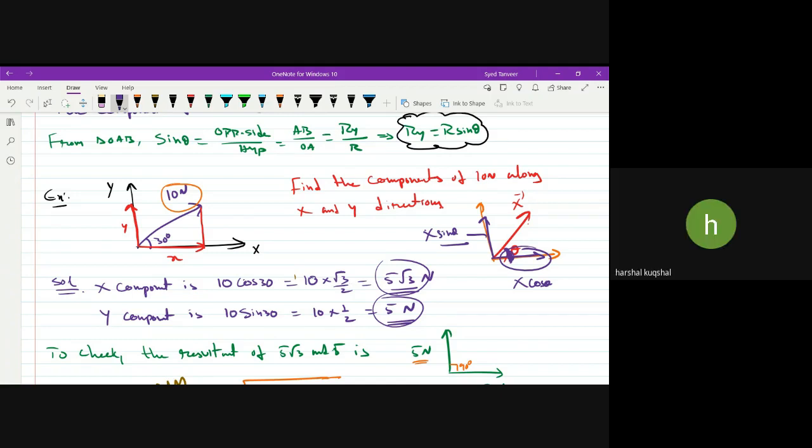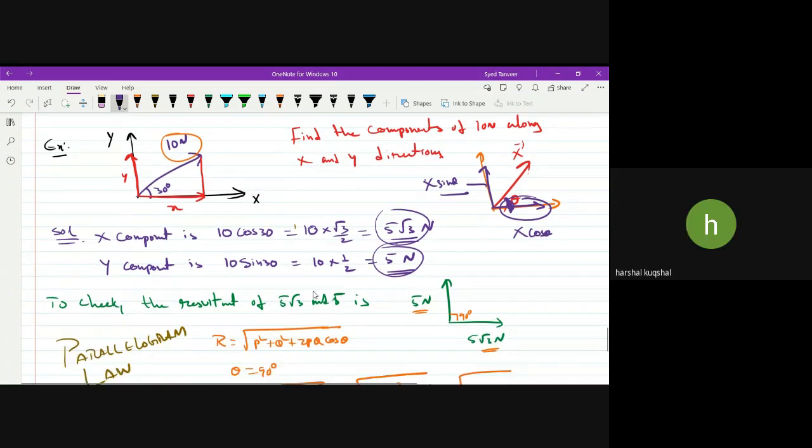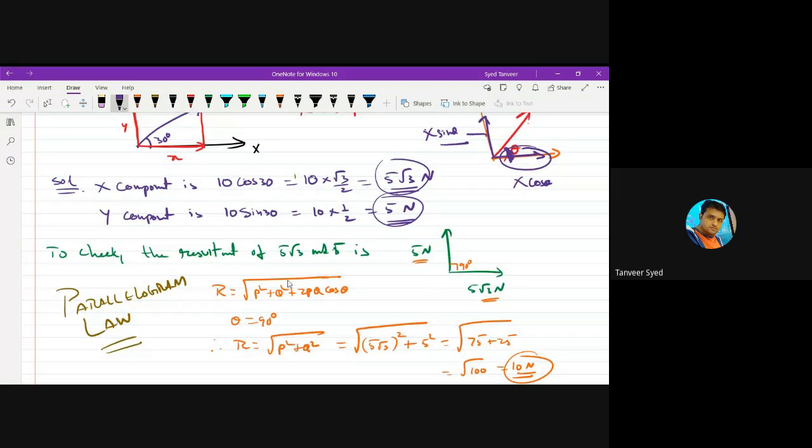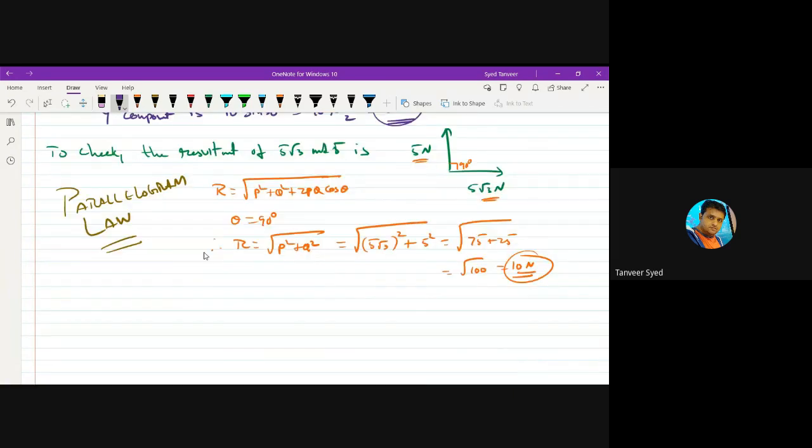Okay, this is the resolution of a vector. We have to do many questions on this to get clarity on how to use this. We will do that in our next class.